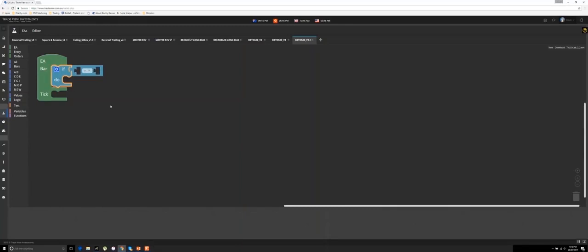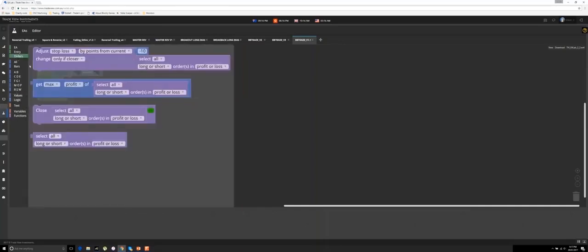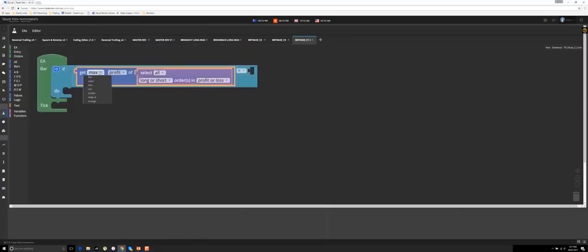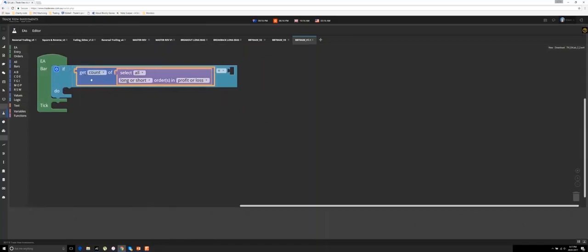So what we want to say is if the number of open trades is equal to 0, then we can allow a new trade to be opened. So we'll do that by going to the orders block, and we're going to use this block here. We're going to say if the count of all long or short orders in profit or loss is equal to, I'm going to grab a value 0, then we can enter the trade. So that's the very first condition before we even look at the entry conditions. So if there's no long or short orders open.